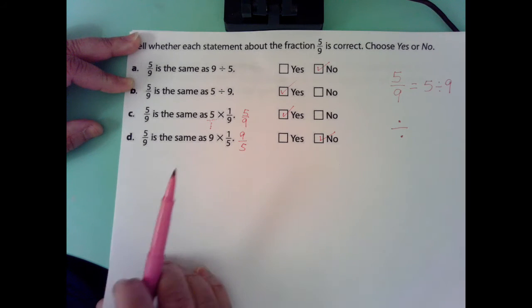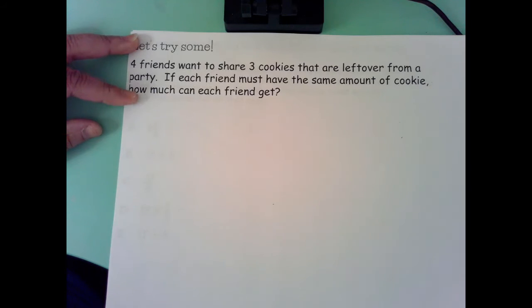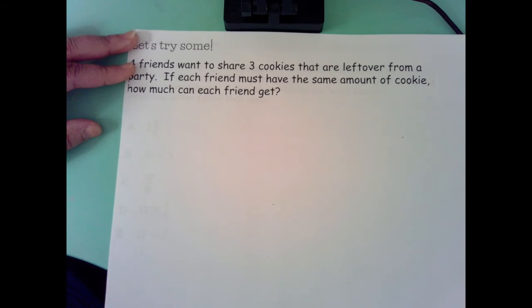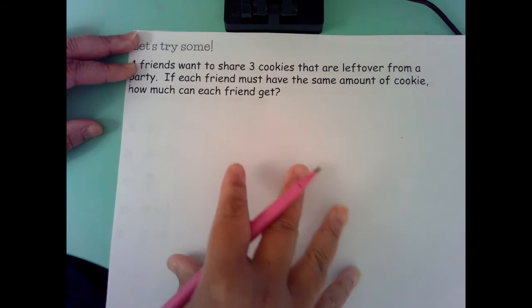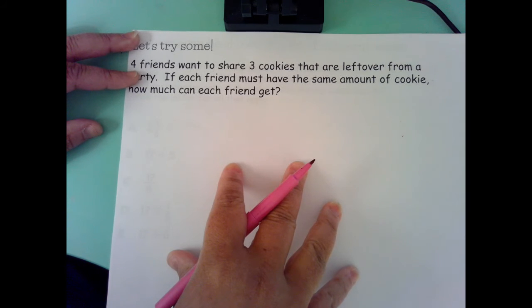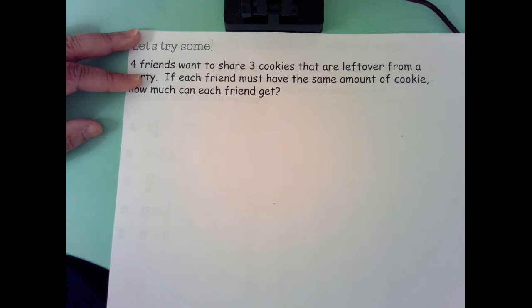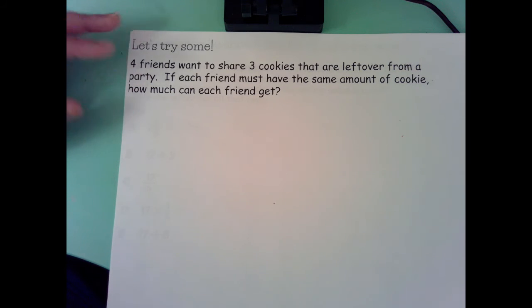All right, let's look at the next one. Okay, for this one, I want to draw a model because I want you to see what it looks like when you're dividing a number by a number that you think is not going to work, like 3 divided by 4. Huh? How do you divide 3 divided by 4? You have a smaller amount of something divided by a bigger number. Well, let's take a look.